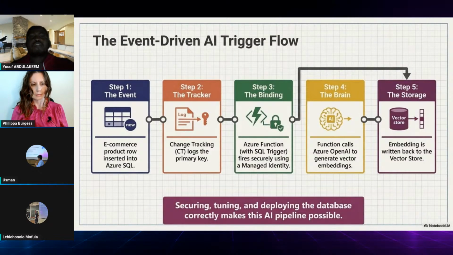So this event-driven AI trigger flow has four steps. The first step is the event itself. That is the e-commerce product row inserted into the Azure SQL. Then the tracker, then the binding, then the brain, and the storage of the output. Next slide.